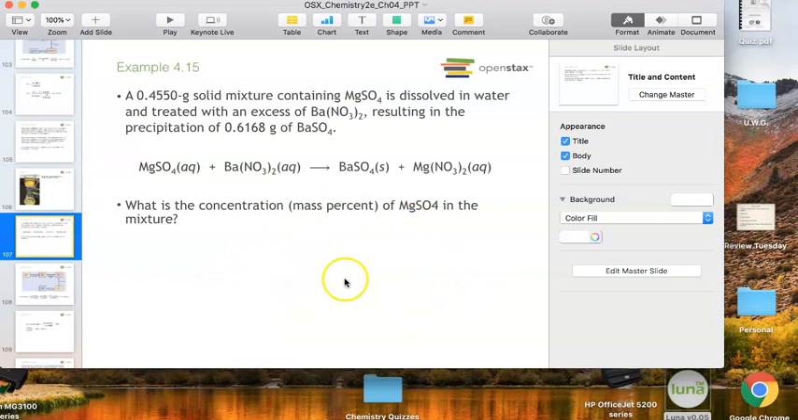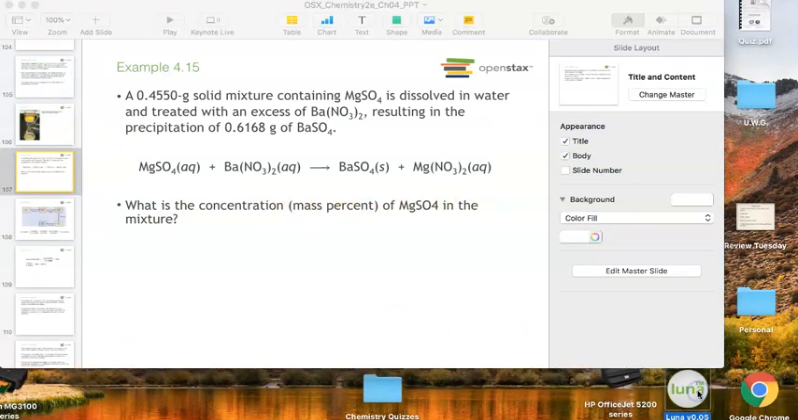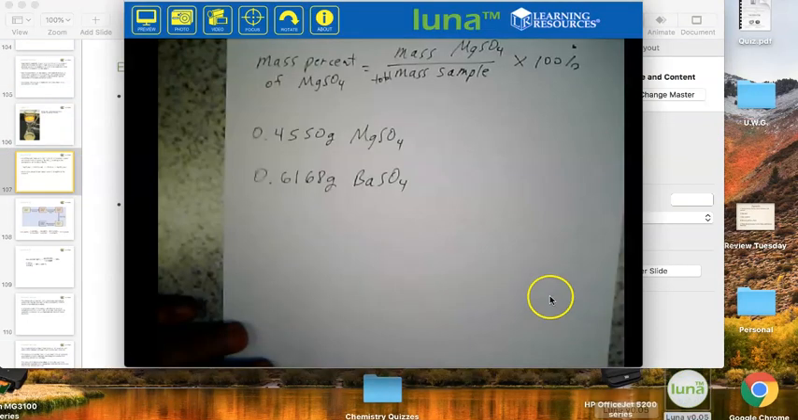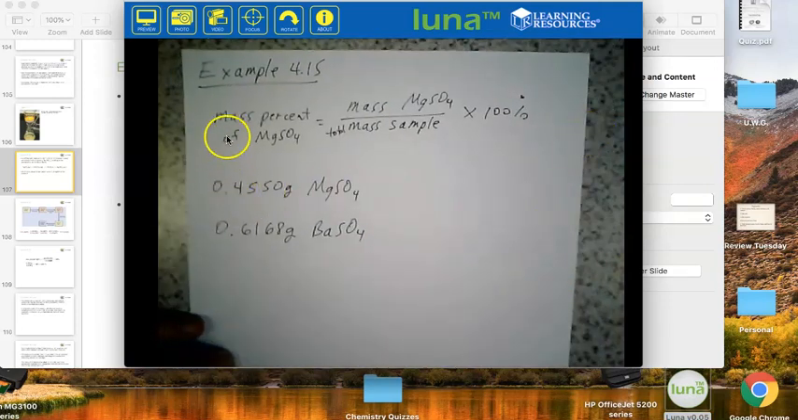So here we have an example where we're starting out with a certain mass of magnesium sulfate. It's dissolved in water. It's treated with excess barium nitrate, okay, resulting in precipitation of 0.6168 grams of barium sulfate. What is the concentration, mass percent, of magnesium sulfate in the mixture? Alright, so I'm switching over here to example 4.15.